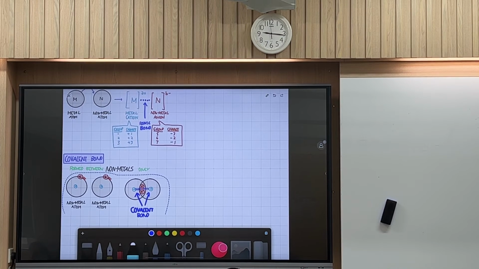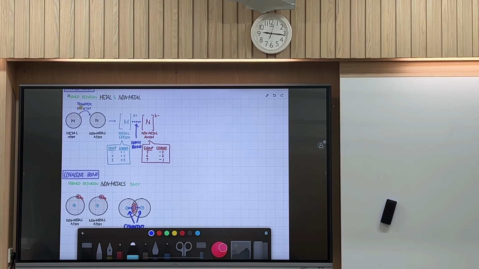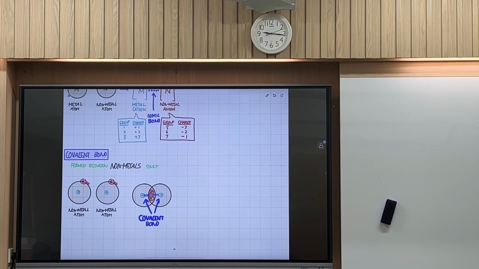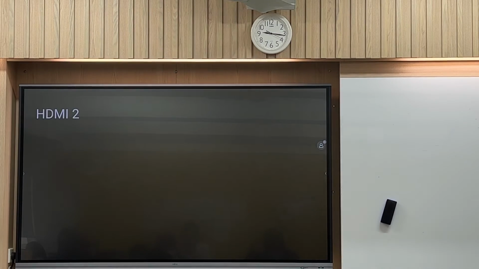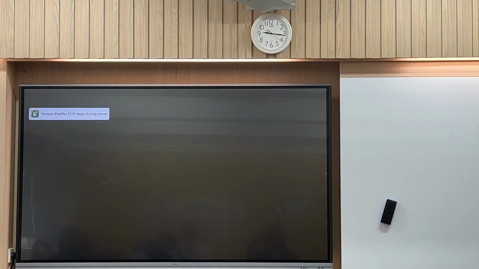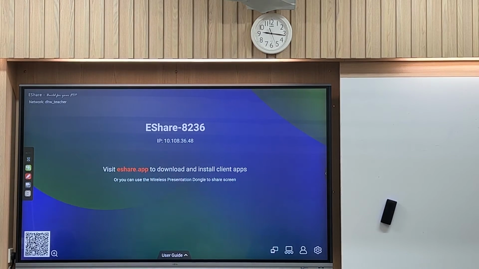When you do revision, look at them side by side. Here, you have transfer: somebody lost electrons, somebody gained electrons. Here, we say sharing of electrons. So they have some sharing in between. Compare and contrast the two. You have transfer, and in here, sharing of electrons.